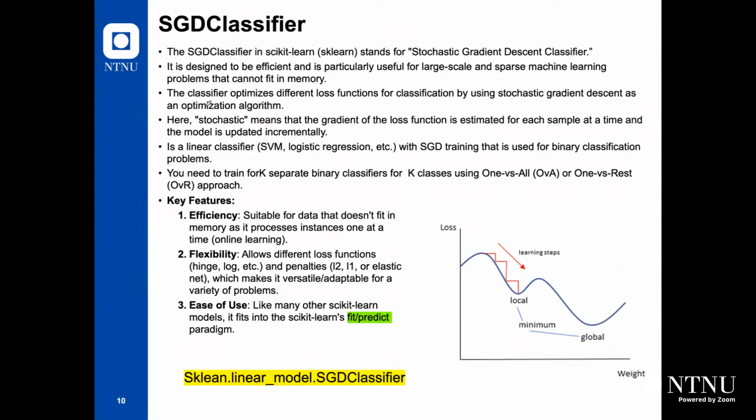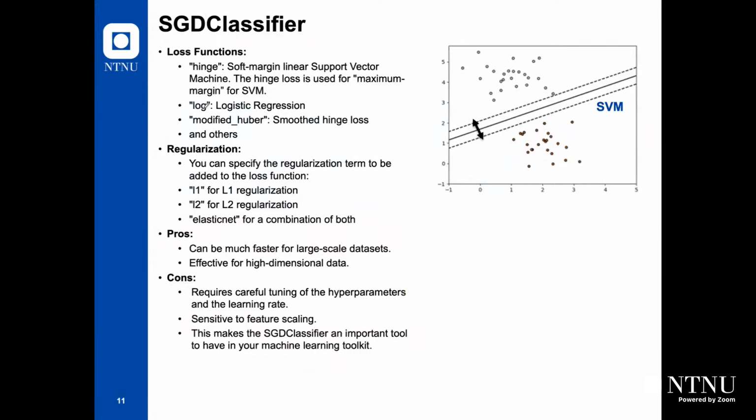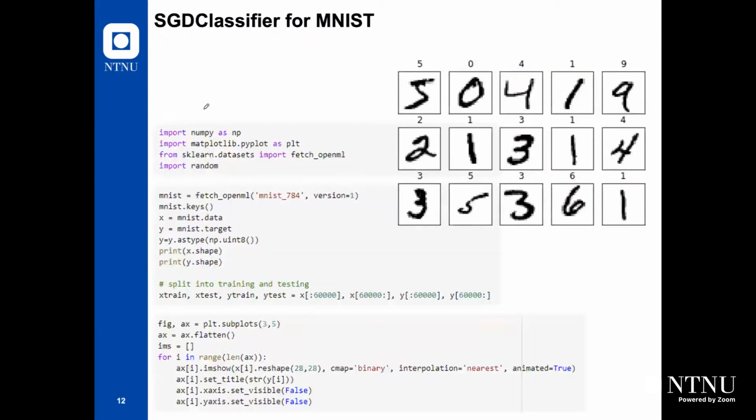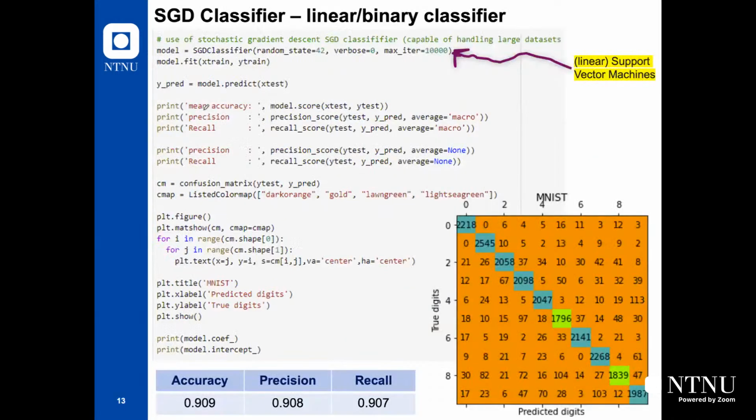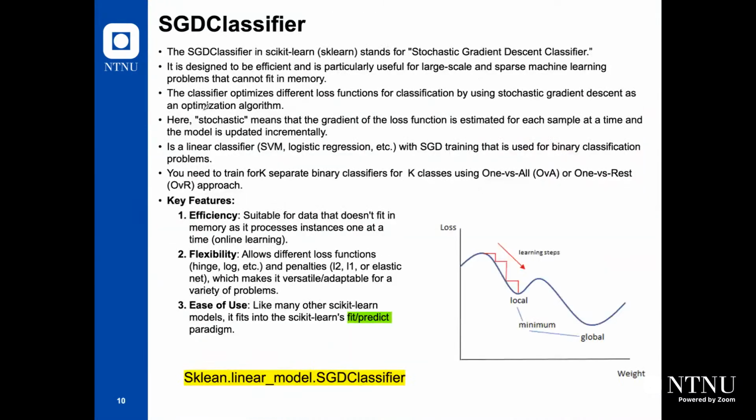SGD classifier, I mean, we don't need to talk about this, in fact, I want to go into maybe support vector machine and stuff like this. How can we use SGD classifier for the MNIST dataset? I mean, it's simple. Yeah, but we can talk about it.